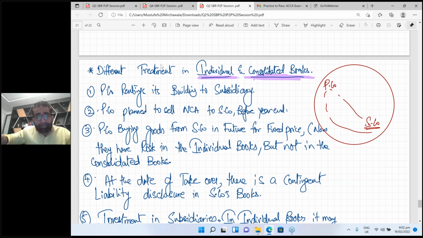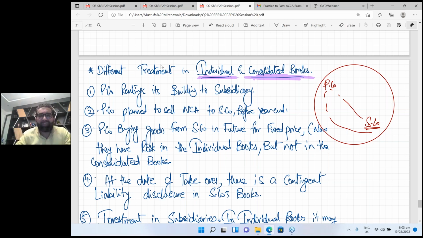But for the purpose of the group, I hope you remember the whole group is a single unit. For the purpose of consolidation, this building is being used within the group. That's why IAS 16 will be applied in the group accounts. Okay, so this was the first example. Separate treatment in individual books, same transaction, but separate IAS in the consolidated books.